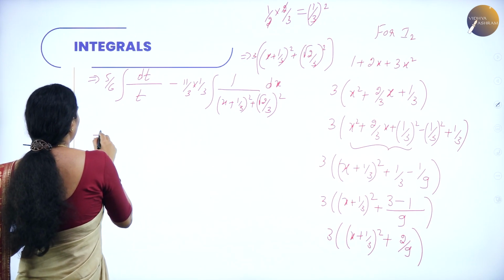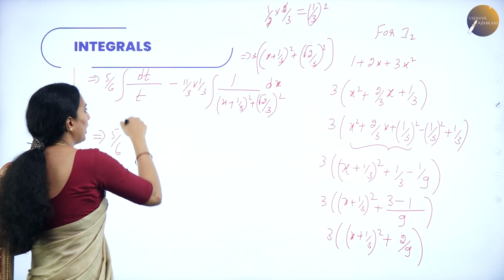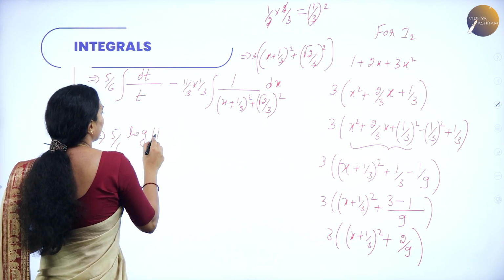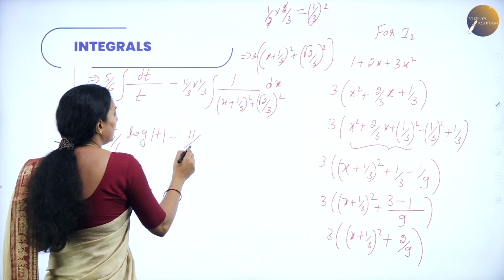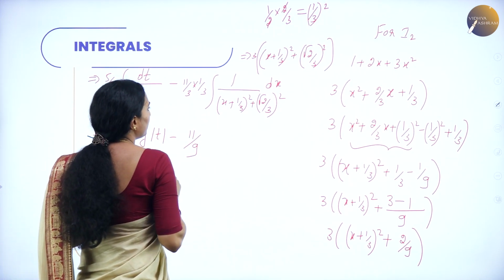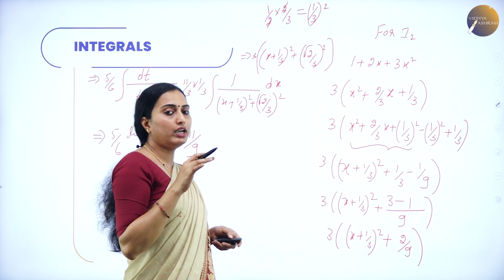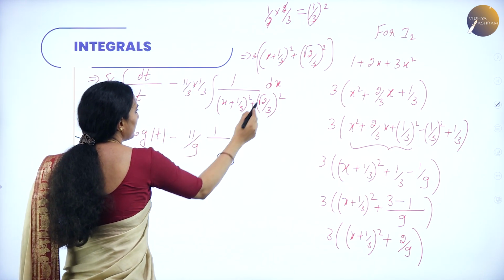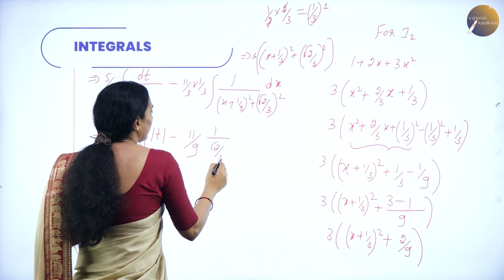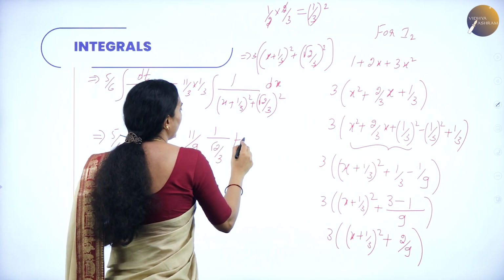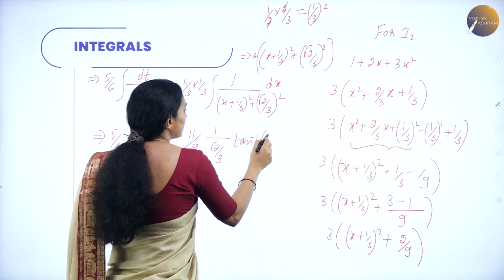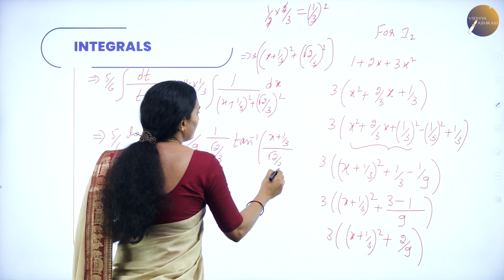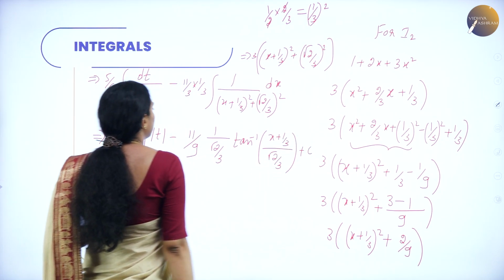So therefore integrating this, 5 by 6 into 1 by t into dt, integration is log of mod t, minus 11 by 3 into 3 is 9 into, this will become what? 1 divided by x squared plus a squared will become 1 by a into tan inverse of x by a, where a replaces here root 2 by 3. Root 2 divided by 3 into tan inverse of x, where x is replaced by x plus 1 by 3, divided by a, which means root 2 by 3. Now further simplification, this plus c.